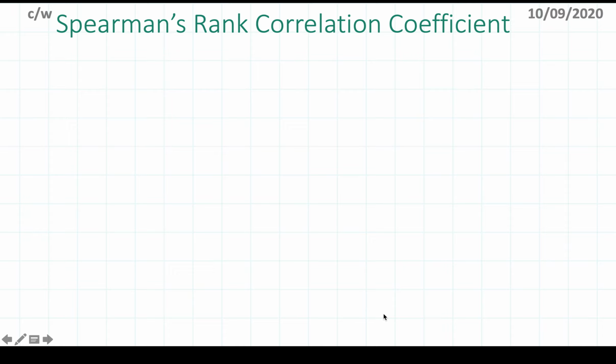Spearman's rank correlation coefficient is a different way of testing the correlation of two data sets. The most typical method is just using Pearson's moment correlation coefficient, but the alternative is also Spearman's rank correlation coefficient, which has its own benefits.